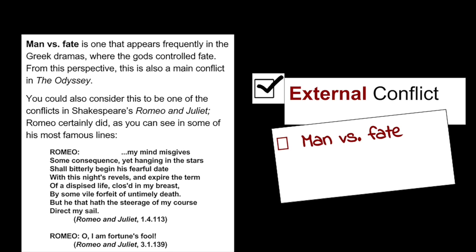My mind misgives some consequence yet hanging in the stars shall bitterly begin his fearful date with this night's revels, and expire the term of a despised life closed in my breast by some vile forfeit of untimely death. But he that hath the steerage of my course direct my sail. Oh, I am fortune's fool.